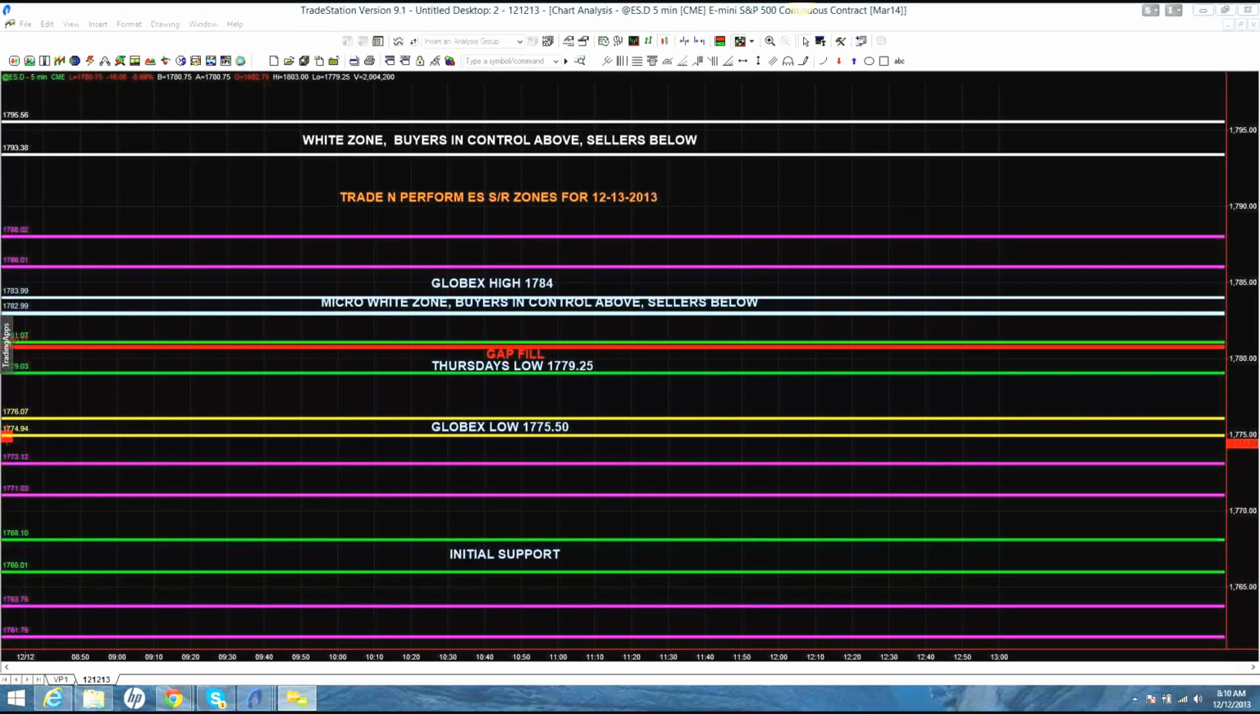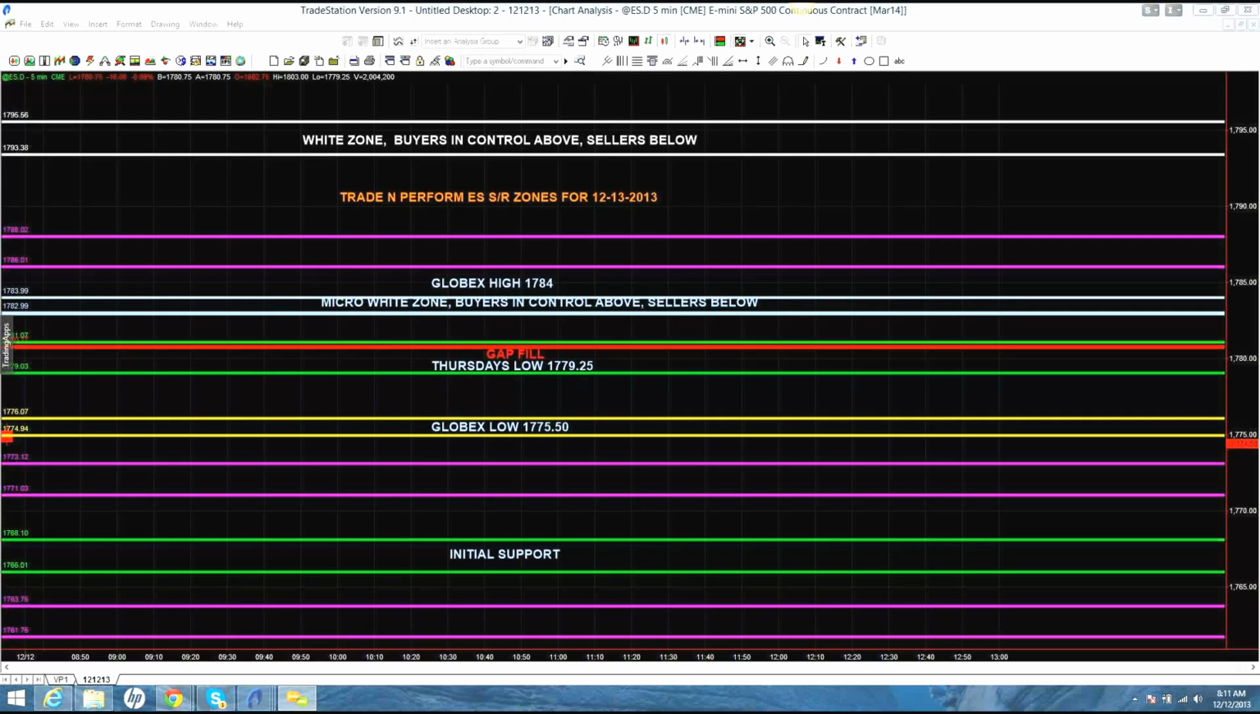This morning we are starting the rollover from the December contract to the March contract. The new contract is H, so in TradeStation, that's going to be ESH14. I generally do not roll over to the next contract till either Friday afternoon or the following Monday.